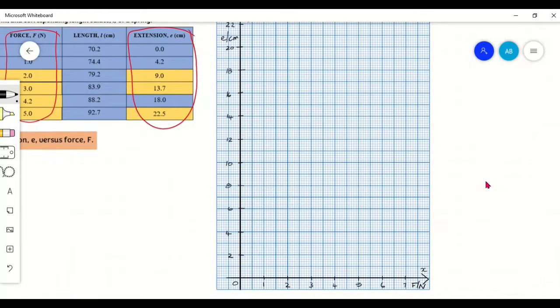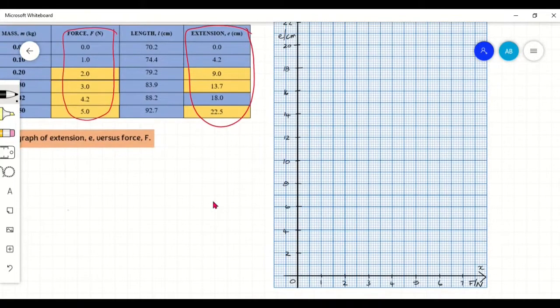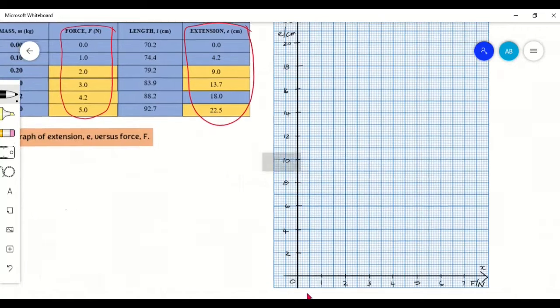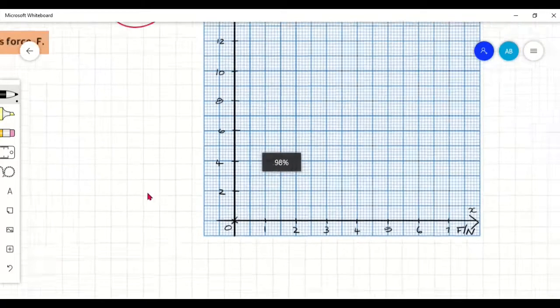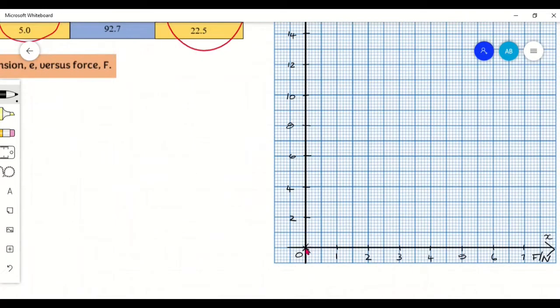So when we are doing this method, we are going to be using our lines as guide. So our first point to be plotted is 0 for force and 0 for extension. And you must plot those. You can't ignore it. You must plot 0, 0. That's our first point. So I'm going to zoom in. That's our first point, 0, 0. 0 for x, 0 for y. And the origin is where you find 0 for x, 0 for y.